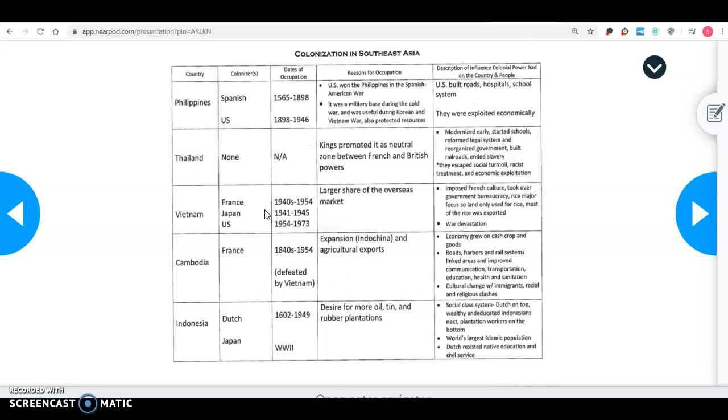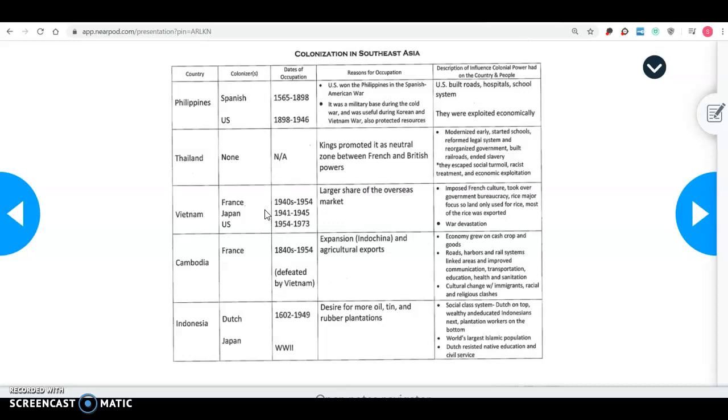So when they were ruled under the French, they had to learn French culture, and the French took over government bureaucracy. Rice became the major focus on the land, and that became a major raw material that was extracted. But because of the wars between the French and the natives, Japan trying to take over, and then eventually the U.S. trying to prevent the spread of communism in Vietnam, war is going to devastate this area, pretty much.